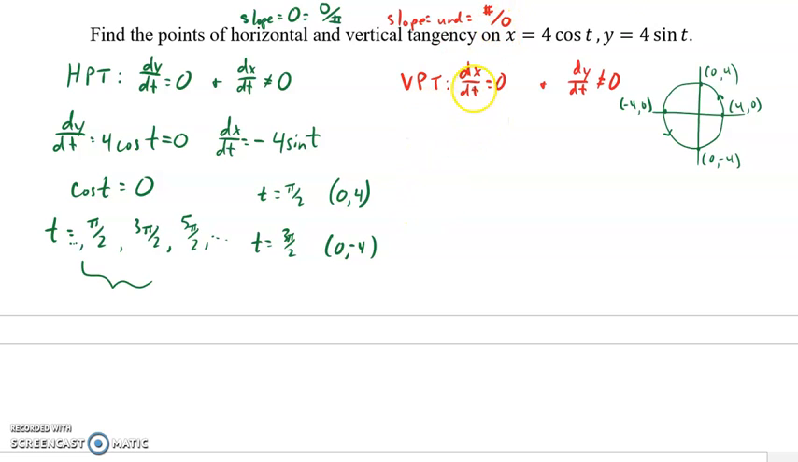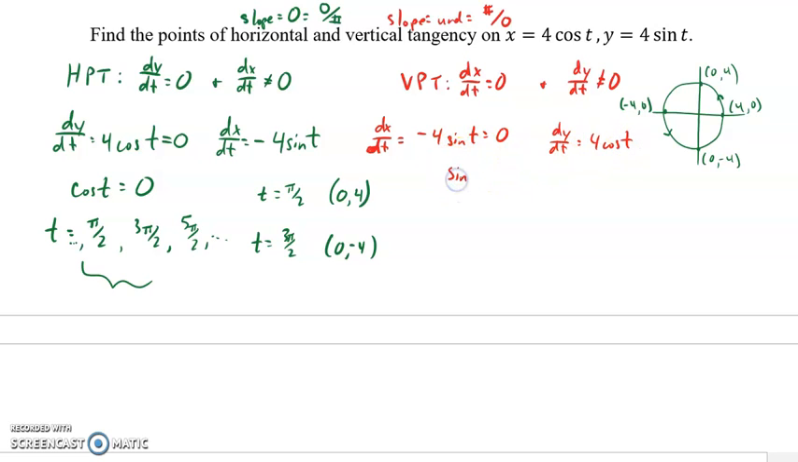So that's when we're going to set dx/dt, or negative 4 sine of t, equal to 0. We'll go ahead and label this as dx/dt. We want to make sure that dy/dt is not equal to 0. dy/dt, as we already talked about, is 4 times the cosine of t. So we're going to set this equal to 0.